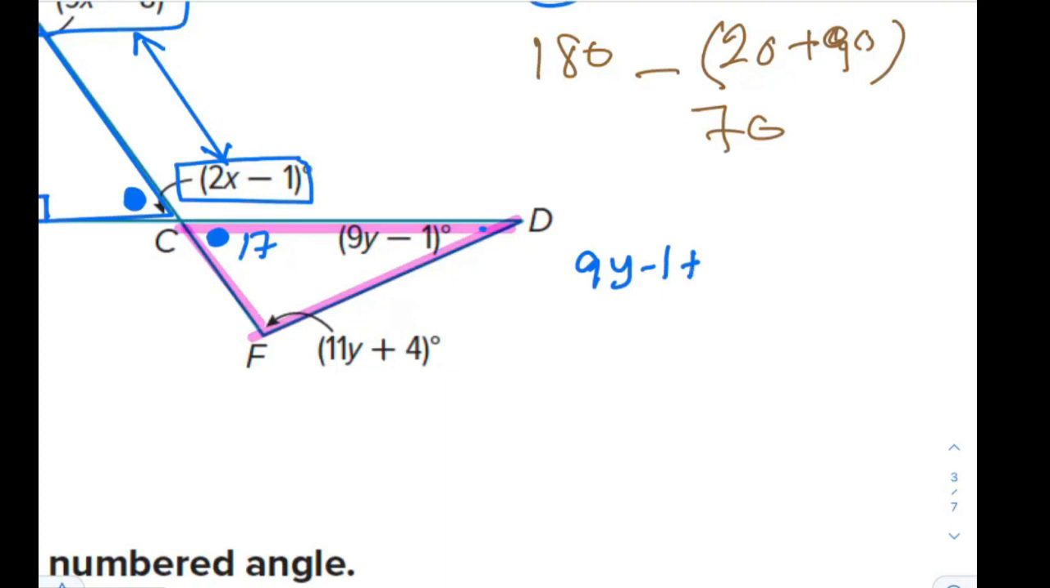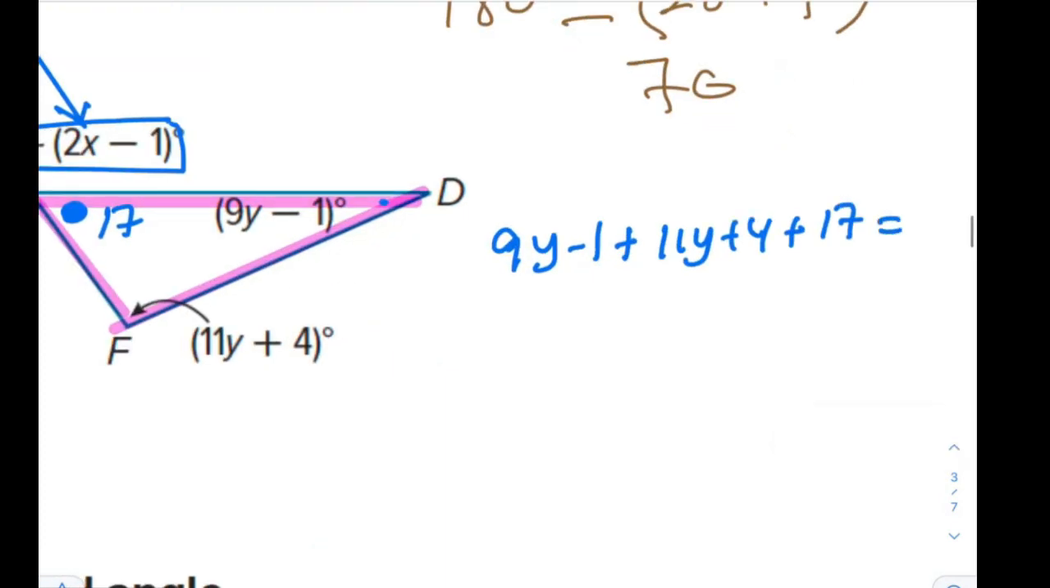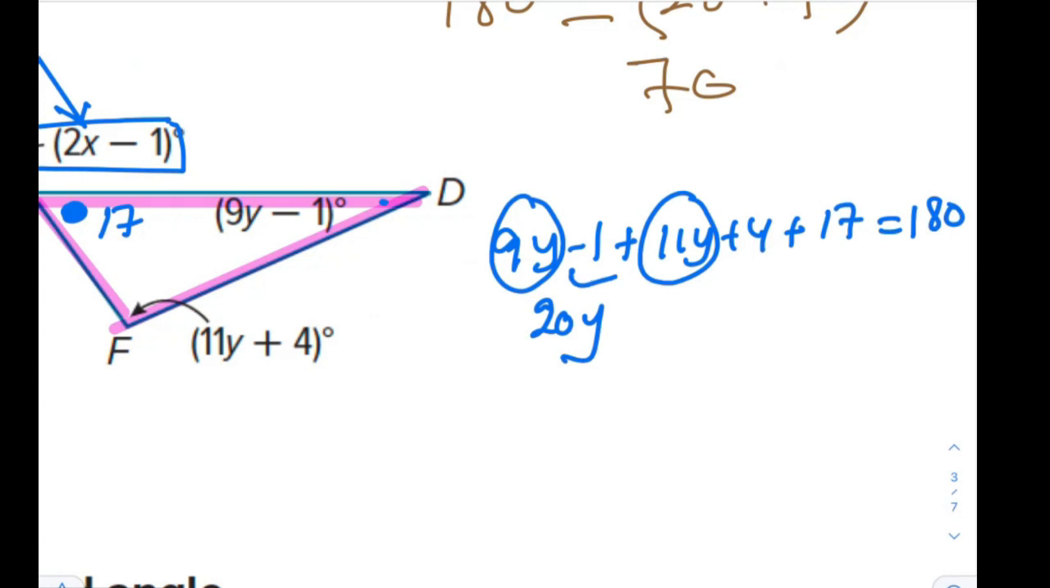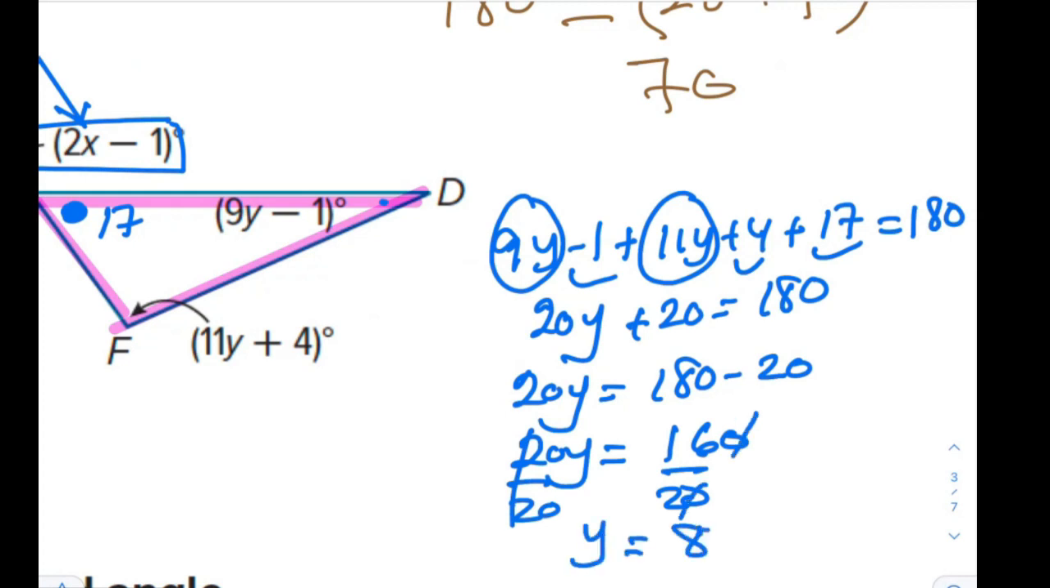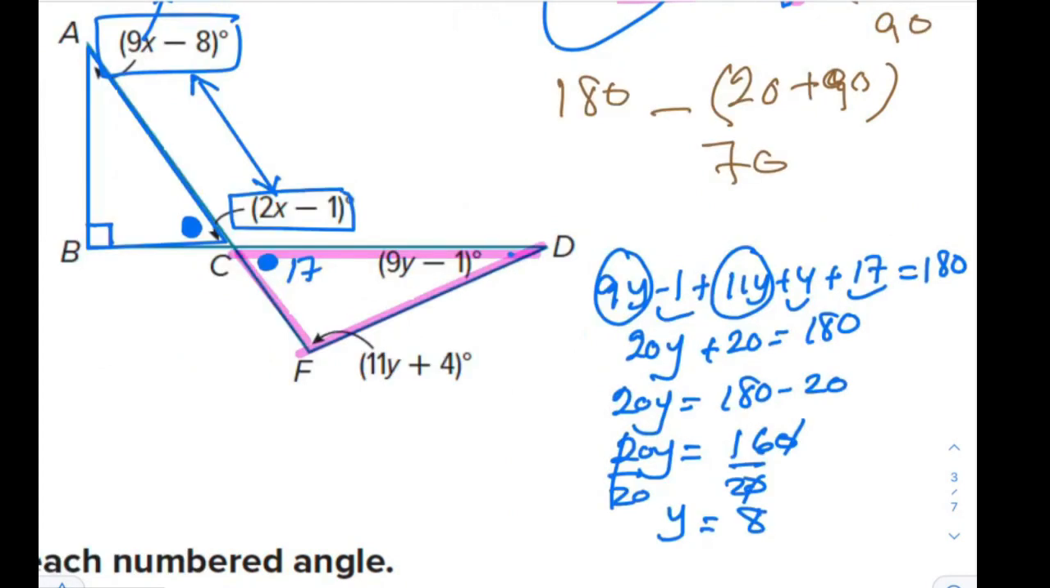9y minus 1 plus 11y plus 4 plus the 17 together equals 180. 9 plus 11 is 20y, minus 1 plus 4 is 3, 3 plus 17 is 20, equals 180. So 20y is 180 minus 20. 20y is 160, divided by 20 on both sides. So y is 8. A calculator can help you, but I'm doing everything manually.